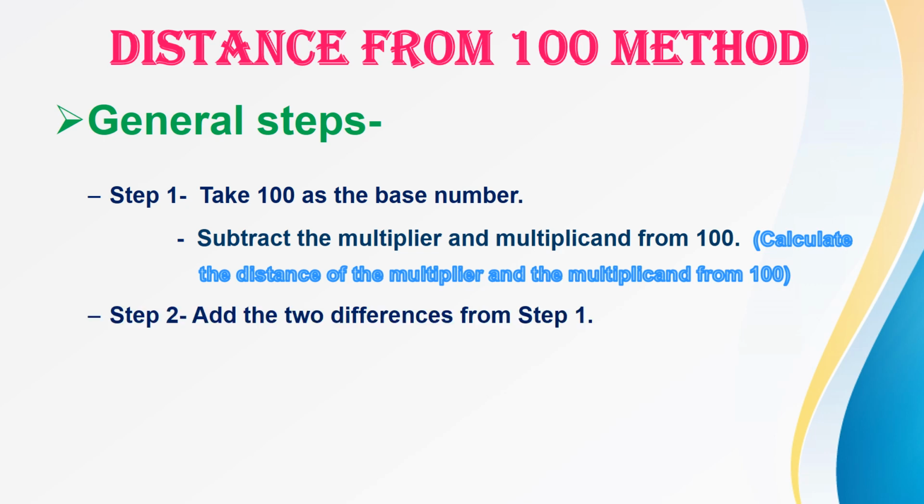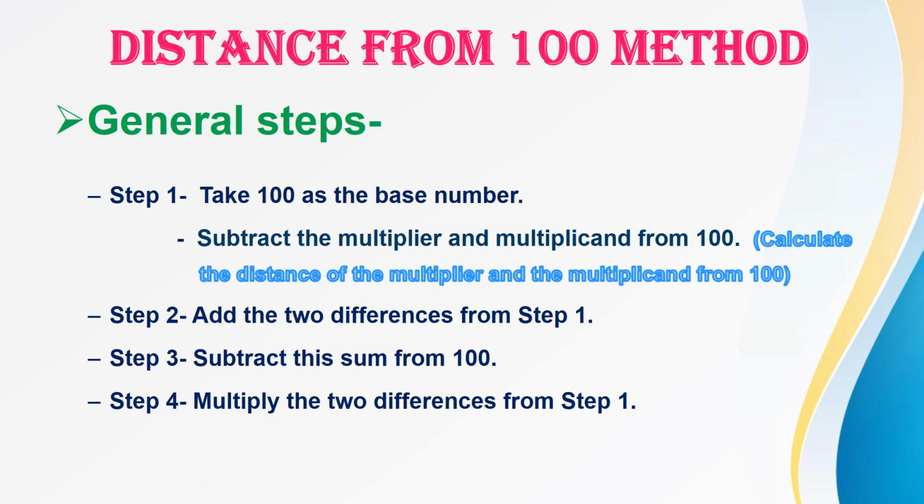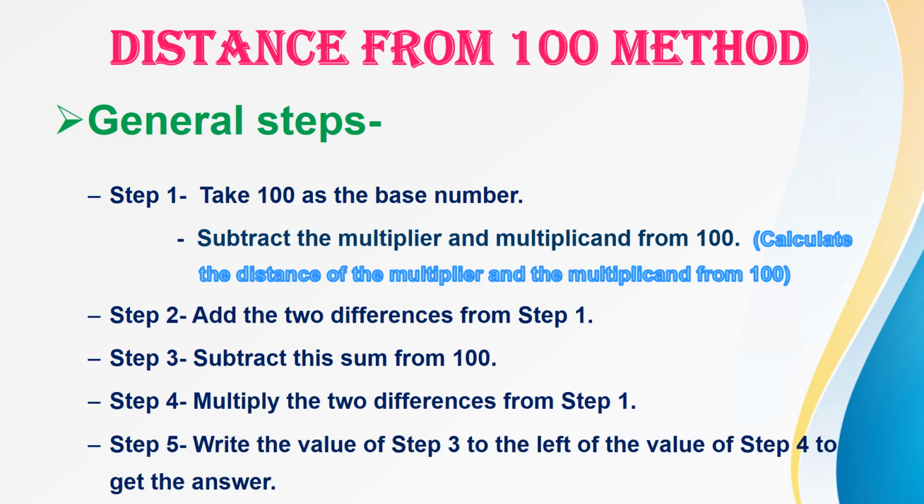Step 2. Add the two differences you get in step 1. Step 3. Subtract this sum from 100. Step 4. Multiply the two differences from step 1. Finally, step 5. Write the value of step 3 to the left of the value of step 4 to get the answer.